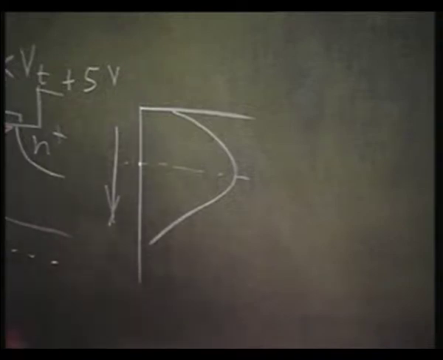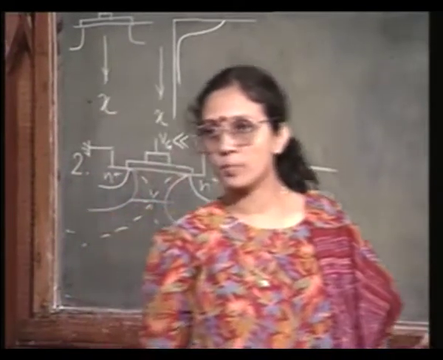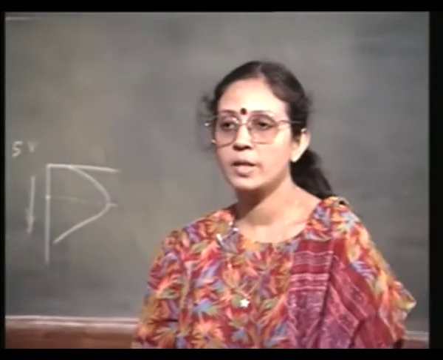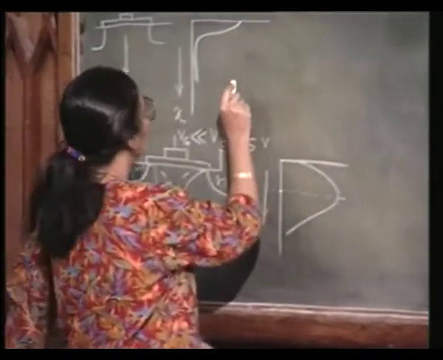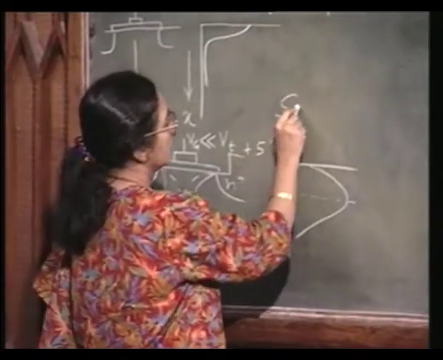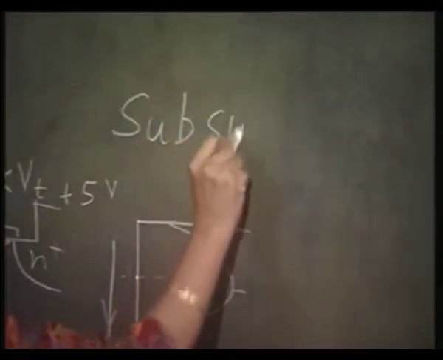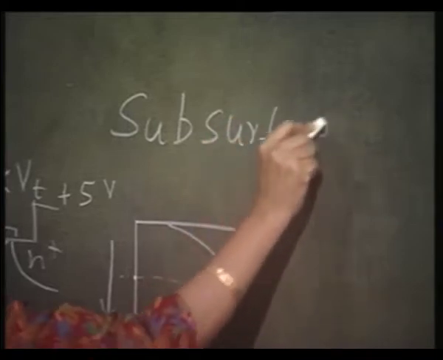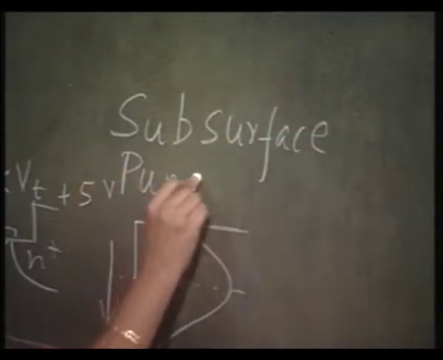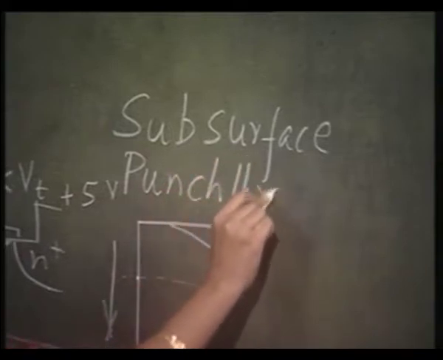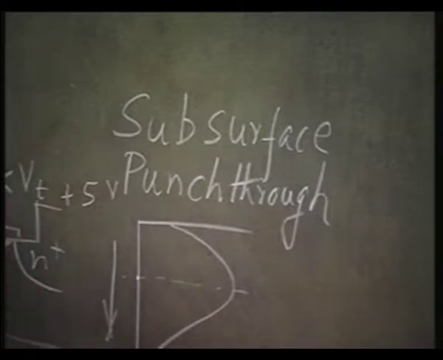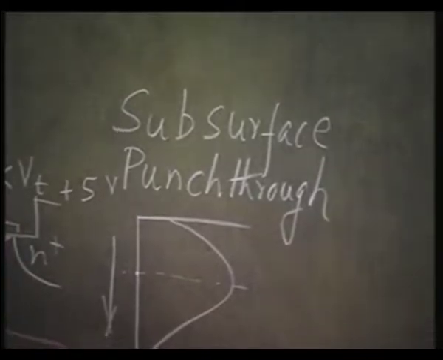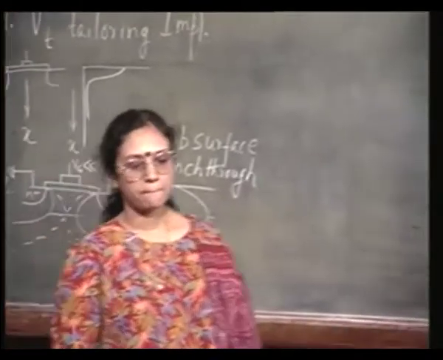So, you see we use not just one boron implantation at the substrate, we may need two. One is for threshold tailoring, the other to prevent subsurface punch through. Okay.